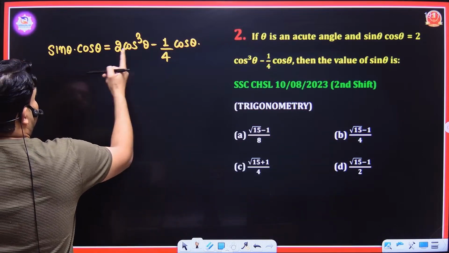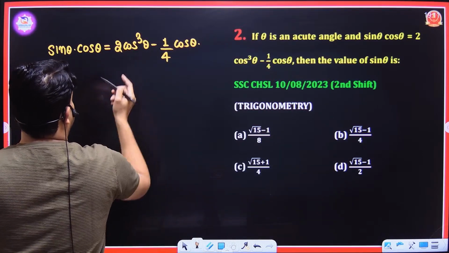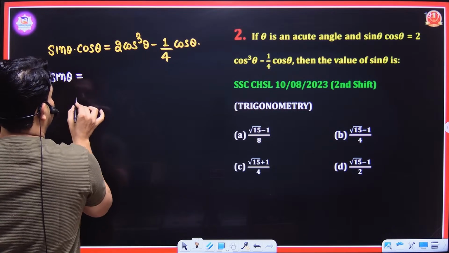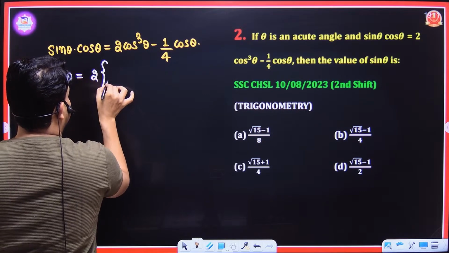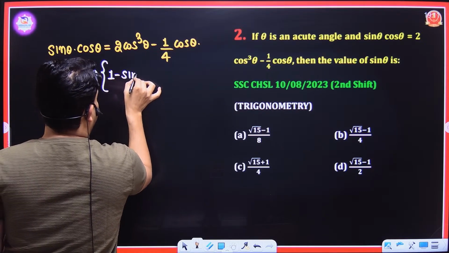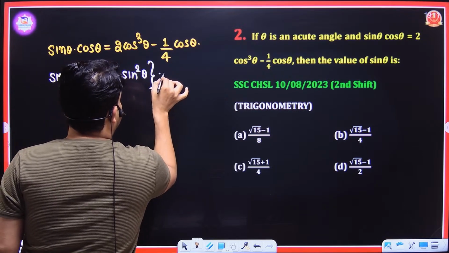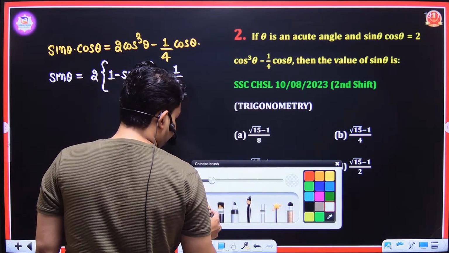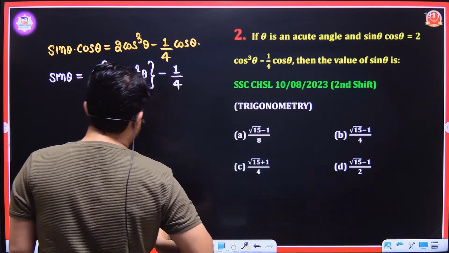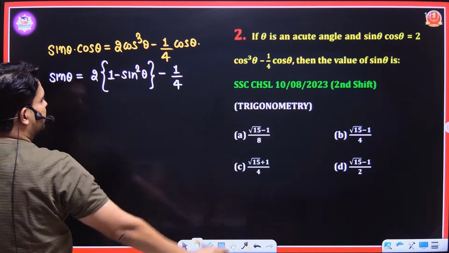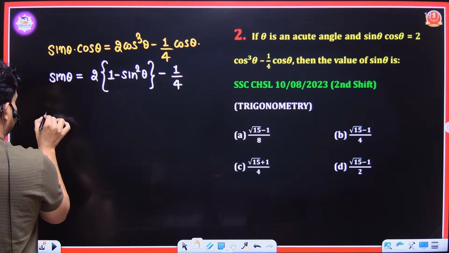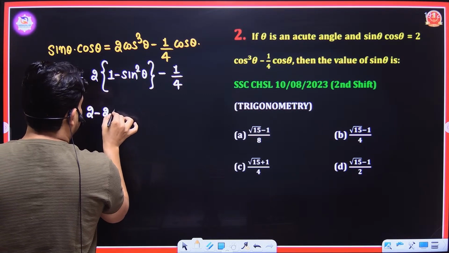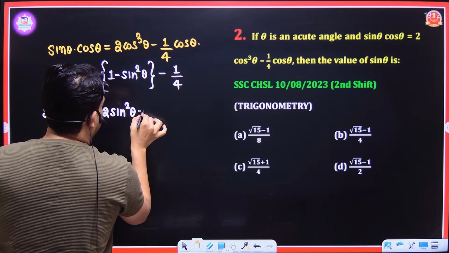See, cos theta is there, and cos theta is there. If I cancel out the cos theta, then what do I have? I have sine theta is equal to 2 cos square theta, which can be written as 1 minus sine square theta, and cos theta is cancelled out. Then we have 1 minus 1 by 4. See, I have converted all the things into sine theta because I have to calculate sine theta. So sine theta is equal to 2 minus 2 sine square theta minus 1 by 4.